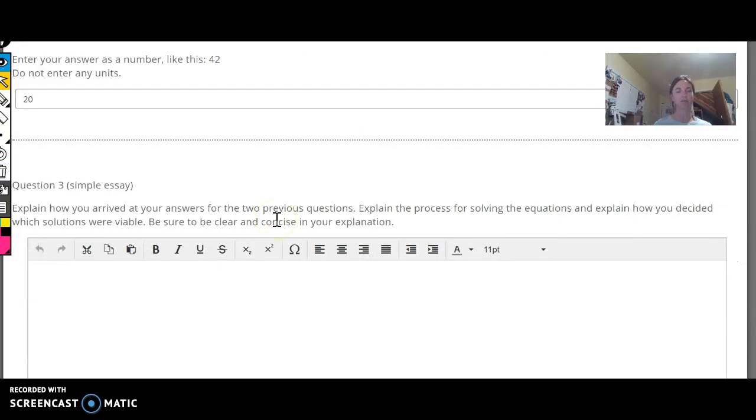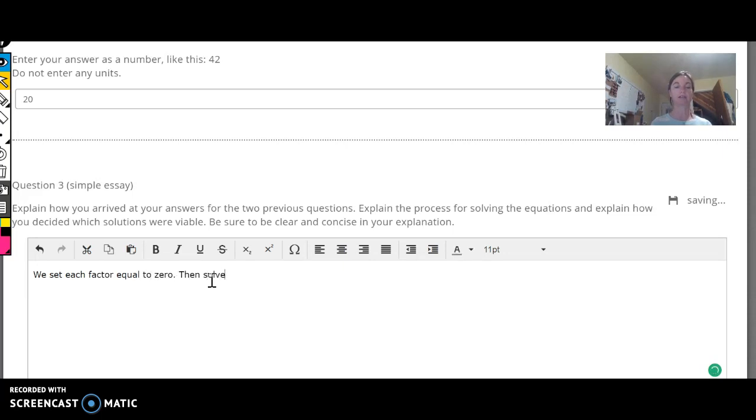Let's move on to number 3. Explain how you arrived at your answers for the 2 previous questions. All right, so what we did was we set each factor equal to 0. Then we solved for the variable, which is the root of the equation.